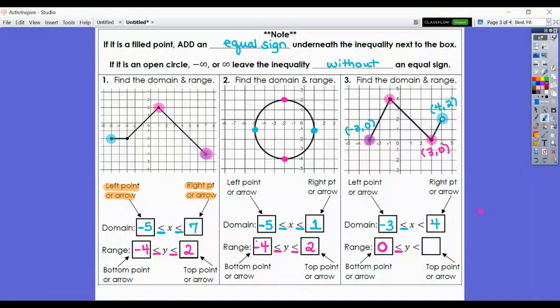The top point here is going to be at -1, 4. It's the top point and it's the range I need, so I'm going to use the y value of my top point to fill in that last box here. Put lines underneath again with the 4 because it is included, not an open circle point.